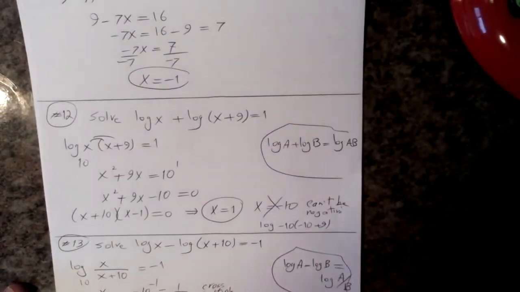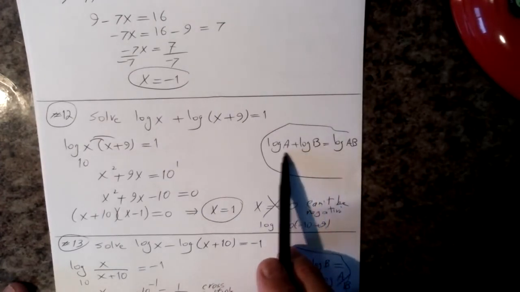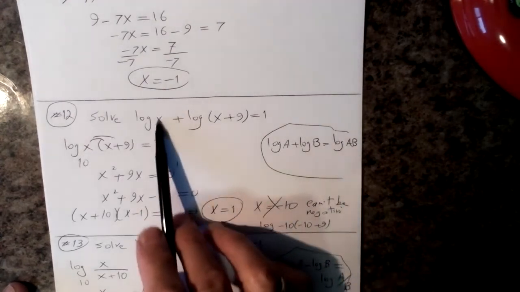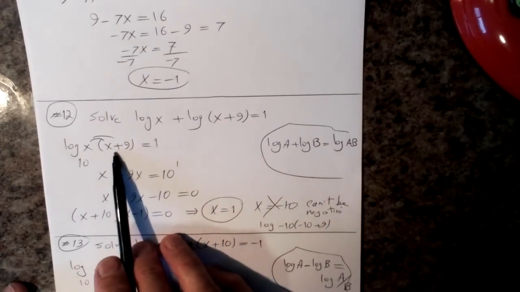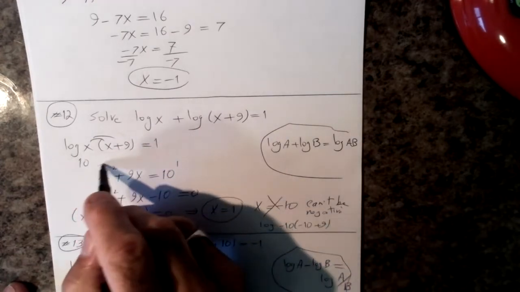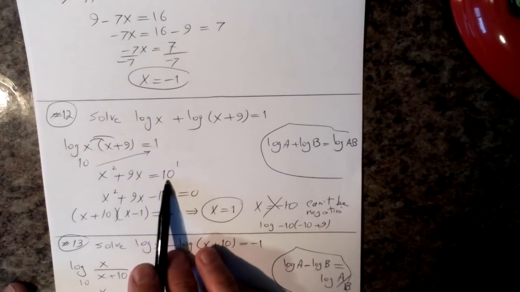Now, number 12, we are using this formula that we had in previous sections. Log of summation is equal to log of multiplications. So log of A plus log of B is log of AB. And then what you have after the log is 10 to the power of 1. So now I need to solve this equation.